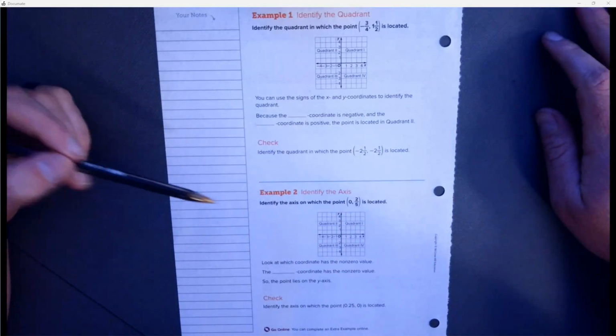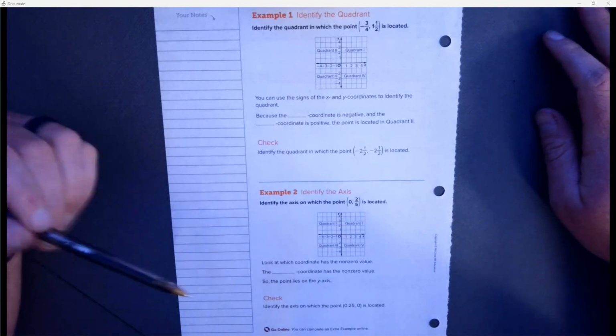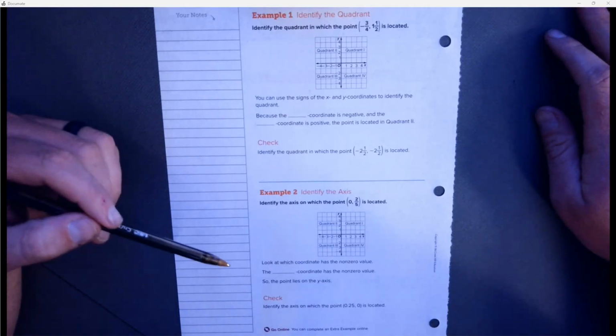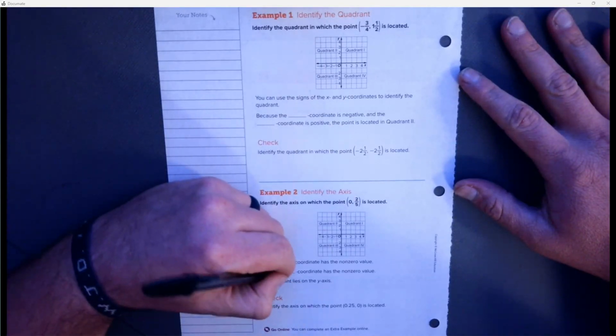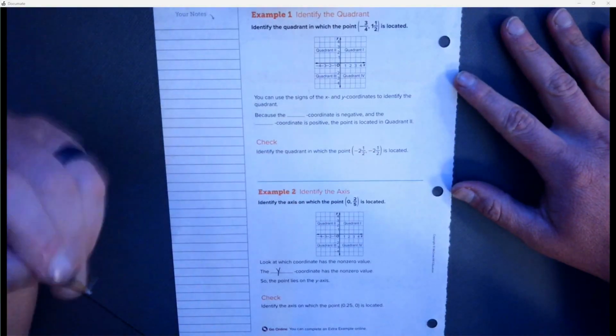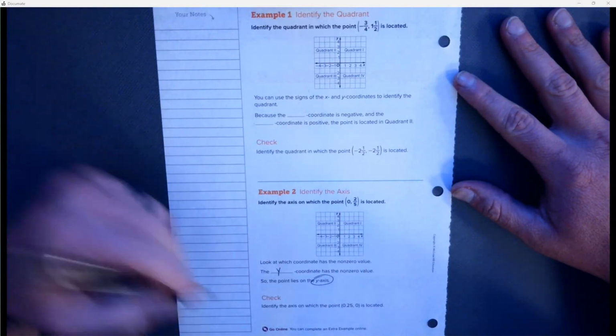Now on example 2, we're going to identify the axis. Identify the axis on which the point (0, 2/5) is located. So we're going to look at the coordinate that has the non-zero value. So 2/5 is our non-zero value, so the y coordinate has the non-zero value and x has a 0 value. So this tells us that the point is on the y-axis.